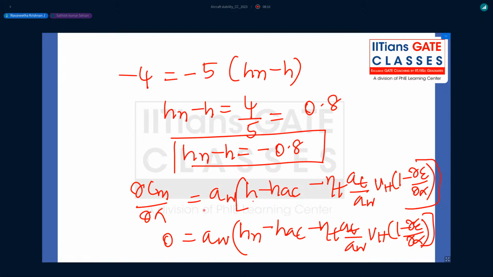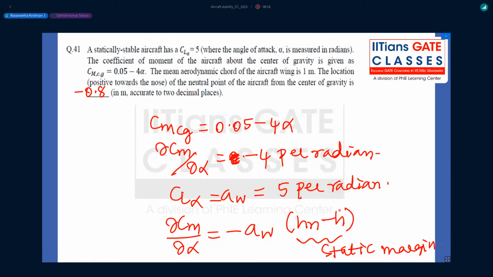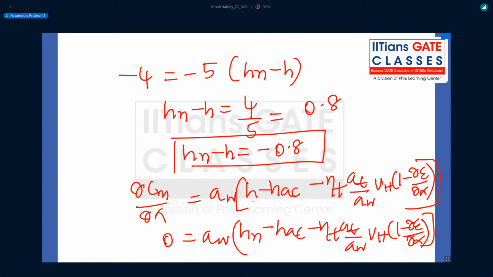See, the definition of aerodynamic neutral point is something different. Here it is not only neutral point location, the CG location is also present. Neutral point only says that dou Cm by dou alpha is equal to 0, but CG doesn't say that. About CG, there is always a dou Cm by dou alpha value present. Same way, this was your equation of dou Cm by dou alpha: dou Cm by dou alpha equal to AW into H minus HAC minus eta T into AT by AW into VH into 1 minus dou epsilon by dou alpha.